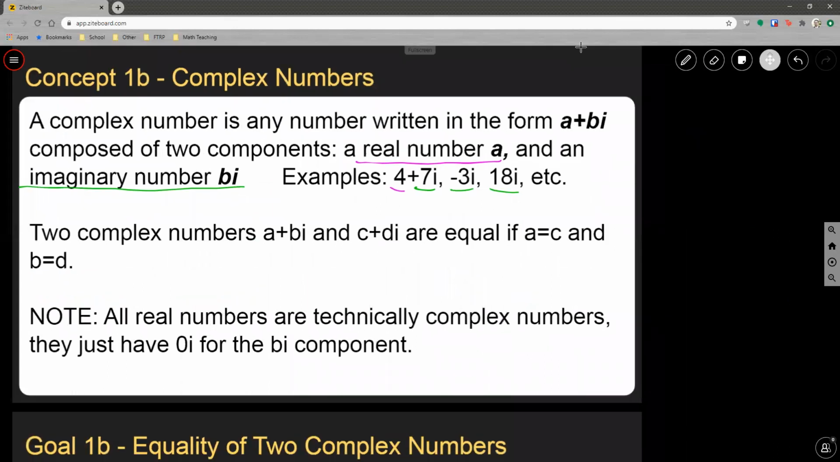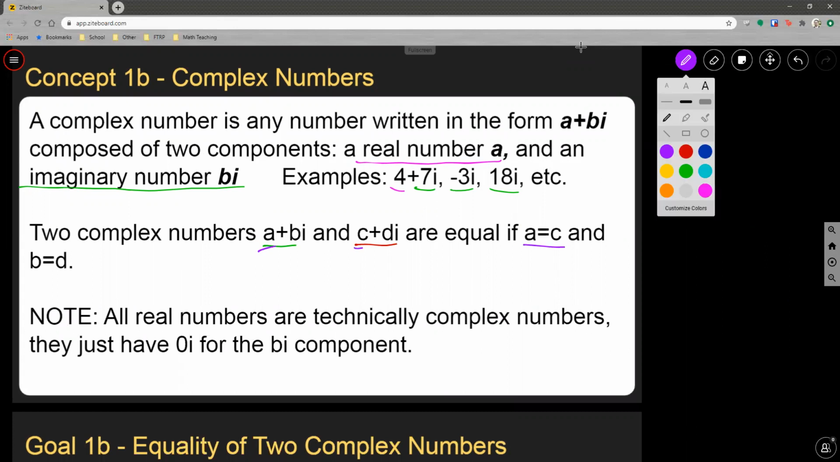All right, so back to complex numbers. Two complex numbers, a plus bi and c plus di, are equal if the a value is equal to the c value and the b value is equal to the d value.